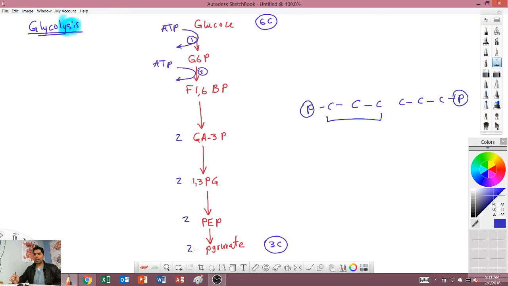I'll tell you at the end of the day, when I go over this picture, what you have to memorize and what you don't have to memorize. We're more interested in the overall process of this.